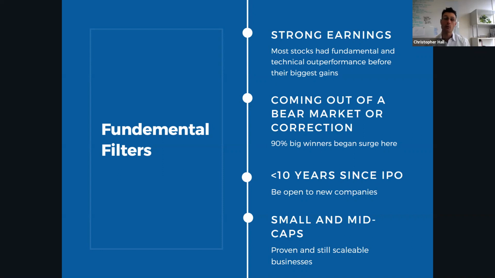Sezzle and Afterpay are two perfect examples where it's a new company, new industry, and they've only been on the exchange a couple of years for Afterpay and Sezzle. So be open to new companies; it is a critical component of looking for VCPs. Finally, small and mid caps.